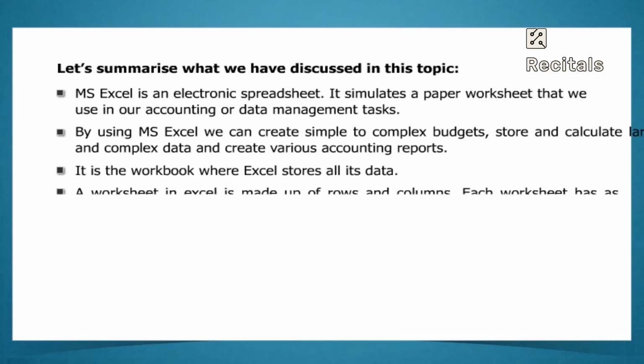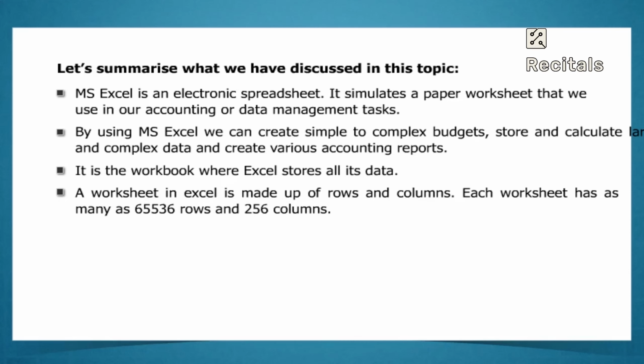A worksheet in Excel is made up of rows and columns. Each worksheet has as many as 65,536 rows and 256 columns.